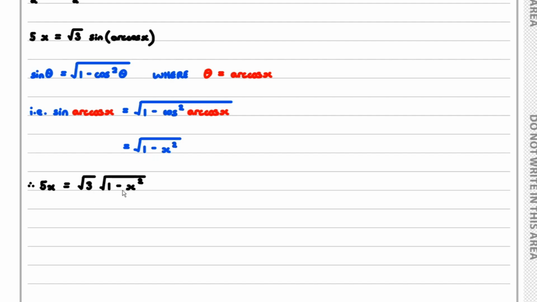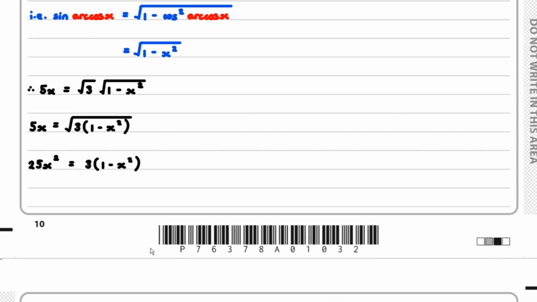Because we are multiplying two surds together, we can rewrite that under 1 square root. So I've got 5x equals the square root of 3 times by 1 subtract x squared. If I square both sides, I have 25x squared equals 3 times by 1 subtract x squared. And expanding the brackets, I've got 25x squared equals 3 subtract 3x squared.